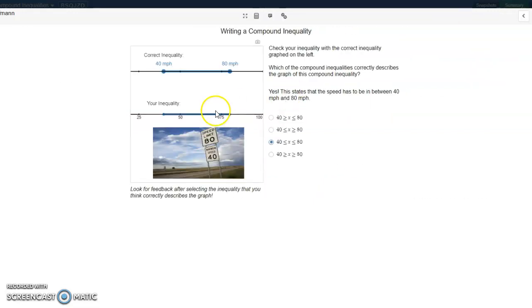And then on this one, we're just going to go ahead and check our work. So it's showing me the inequality from the last slide. My inequality matches, so I know I got it right. And then I would graph that by saying x is greater than or equal to 40, but less than or equal to 80. Okay, so that's how I would do that.